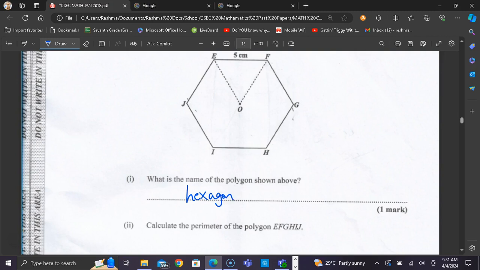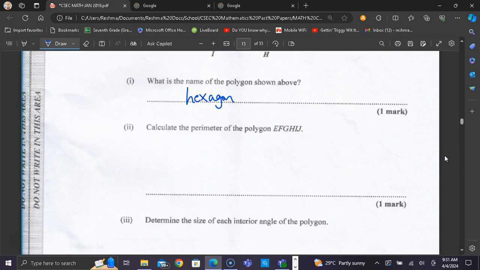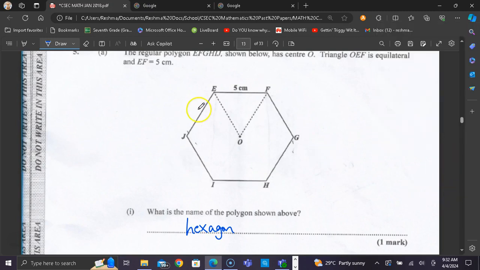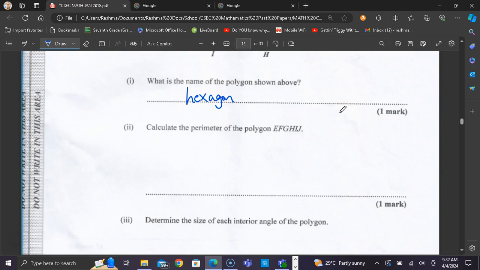All right, so let's look at part 2. Calculate the perimeter of the polygon EFGHIJ for 1 mark. Okay, so they already gave us one side of the hexagon, 5 centimeters. So the perimeter, since there are 6 sides, will be 6 by 5, which is 30. Okay, so that's an easy 2 marks so far.